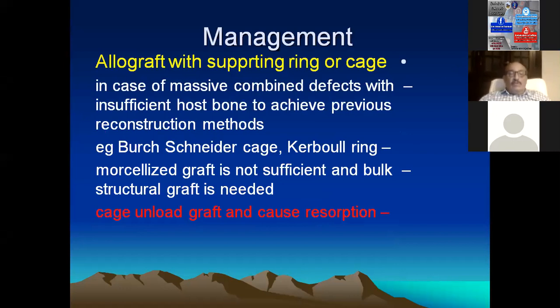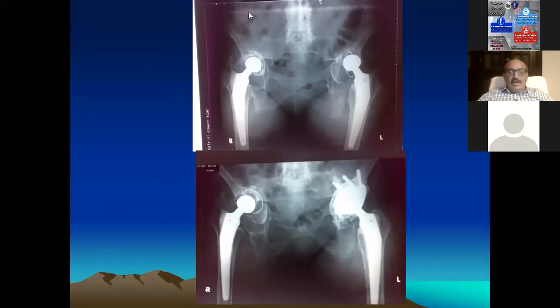Also, one of the methods to reconstruct is to use the supporting rings: Mueller rings, Burch-Schneider rings, Kerboull rings. We know all these metal rings are helpful to use with allografts to reconstruct acetabular defects. So a loose cup like this can be treated by a Mueller ring. The graft will go down, then the ring will be inserted, and then a cemented cup can be used.